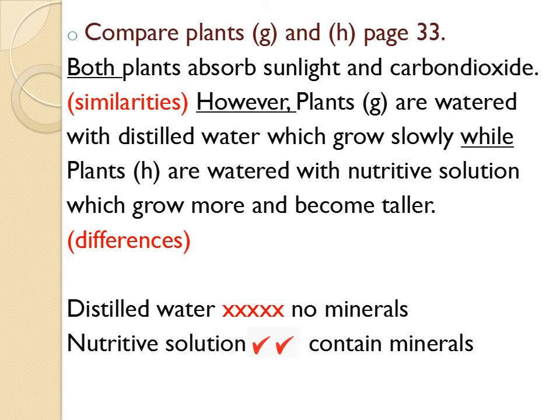As I told you last period, compare plants G and H, page 33 in the biology book. So how do we answer it? We must put the similarities and differences. So we start with the word both: both plants absorb sunlight and carbon dioxide. However, plants G are watered with distilled water, which grows slowly, while plants H are watered with nutritive solution, which grows more and become taller. So we mention both similarities and differences.